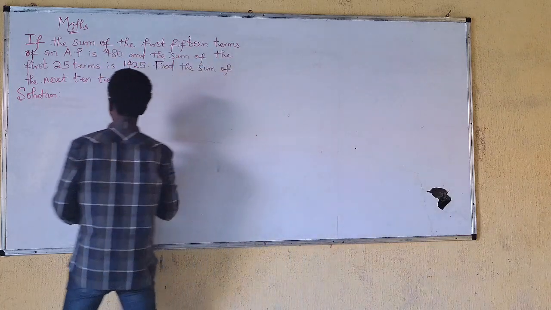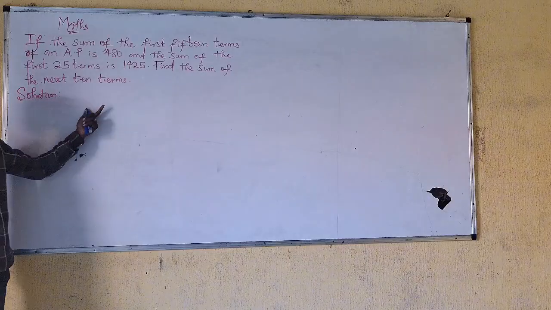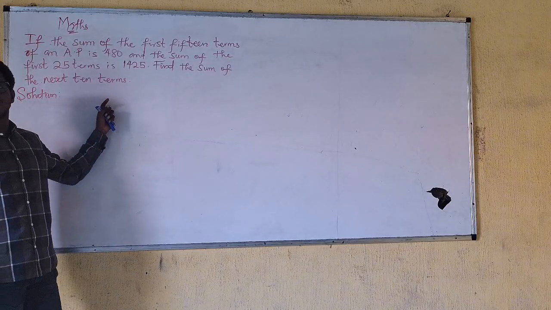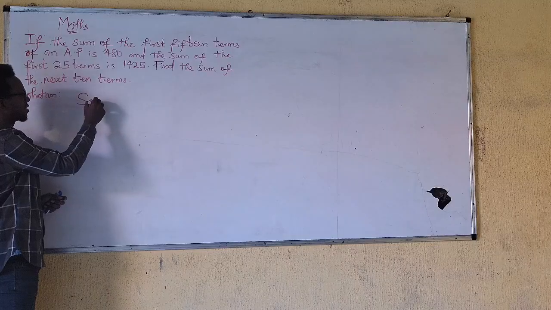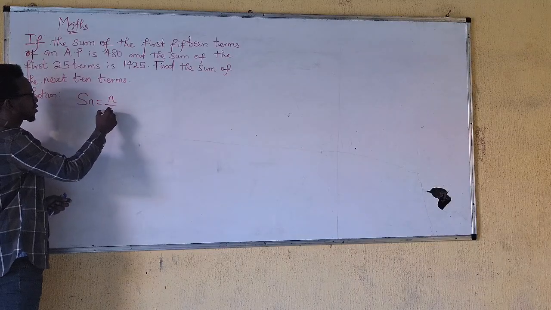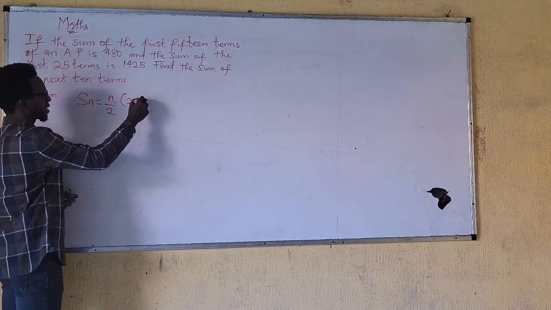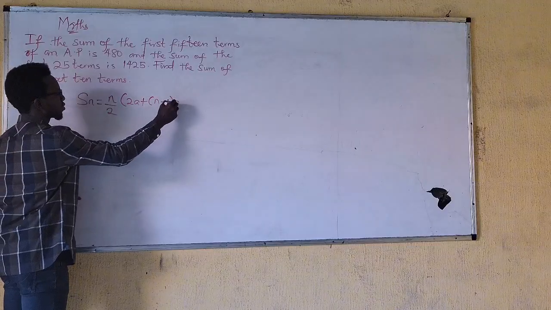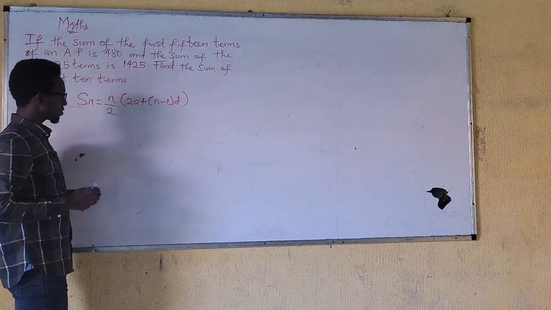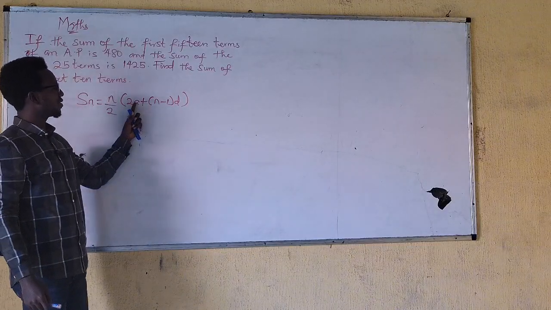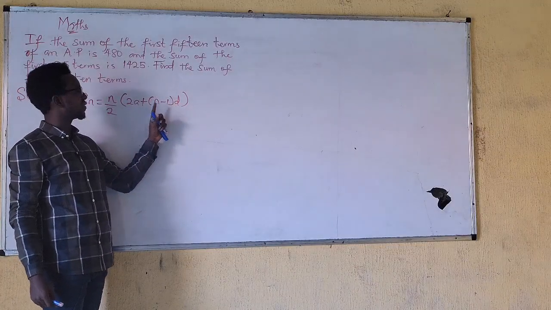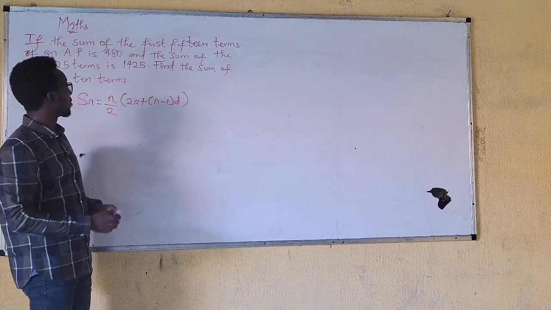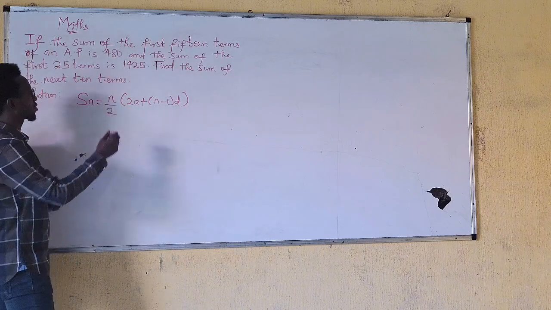Now, what comes to us next is, what is the formula we use to find the sum of the nth term of an AP? We have that to be this. Sn is equal to n over 2, bracket 2a plus n minus 1, bracket d. And as we all know, a represents the first term, d represents the common difference, and n represents the number of terms. So let's interpret the first question.